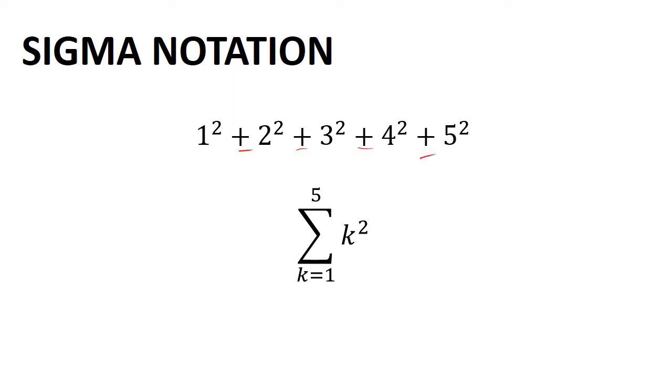And from here, tingnan nyo, ang nagbabago lang naman dito sa term natin is they are all square numbers. Right? Ang exponent nila lahat is 2. At ang nagbabago lang is yung base niya from 1 to 5. So in sigma notation, we represent this as the summation of k squared from k equals 1 to 5.